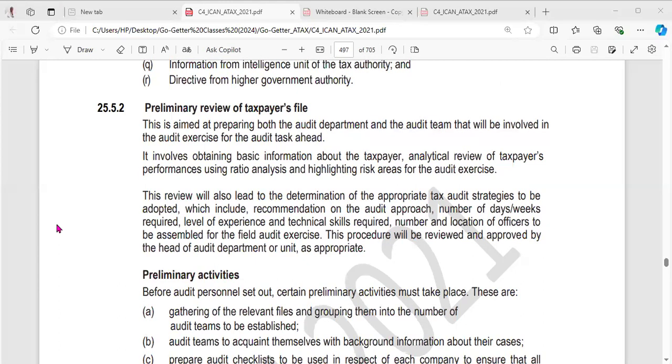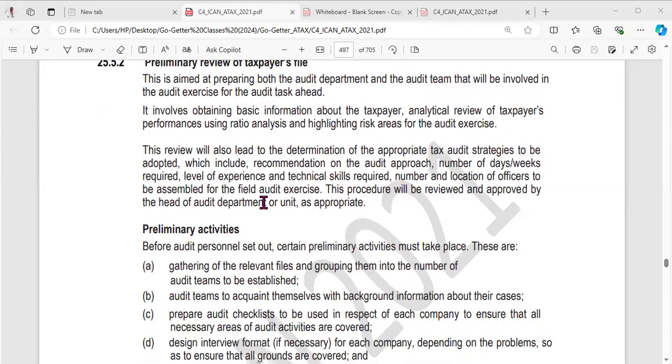So this will help them to determine the appropriate tax strategy to adopt, which will include the audit approach, the number of days that they will need to do this audit, the technical skills that will be required to do that work, and the number of officers that will be put in that audit.